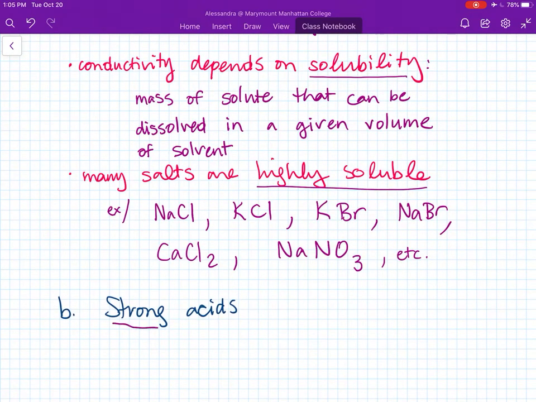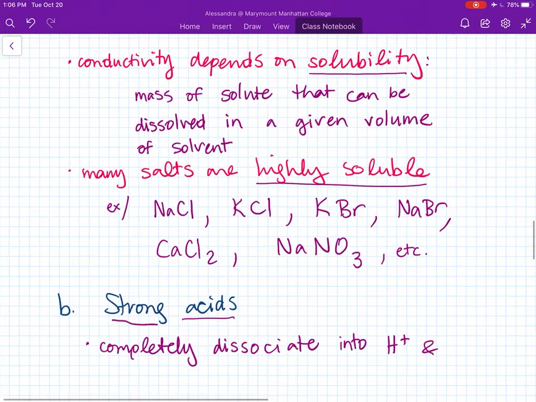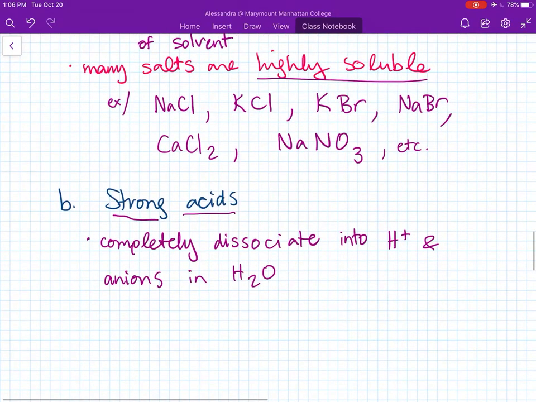The second category of solute that can make a strong electrolyte is the strong acids. By definition, strong acids completely dissociate into ions in water. That's what a strong acid is. A strong acid is defined as a species that completely dissociates into H+ and whatever the counter anion is when it's dissolved in water.